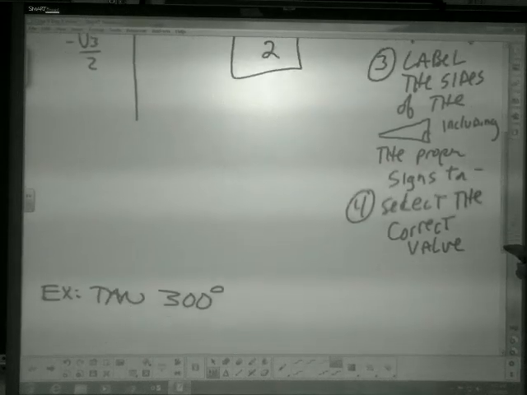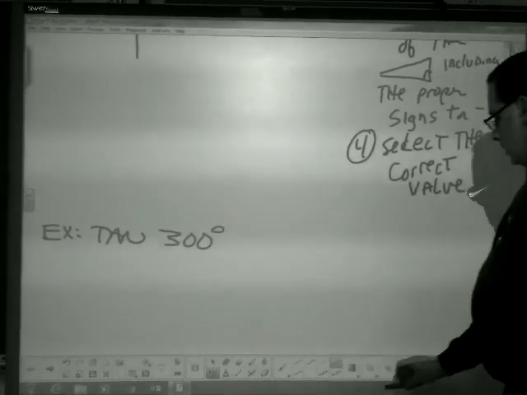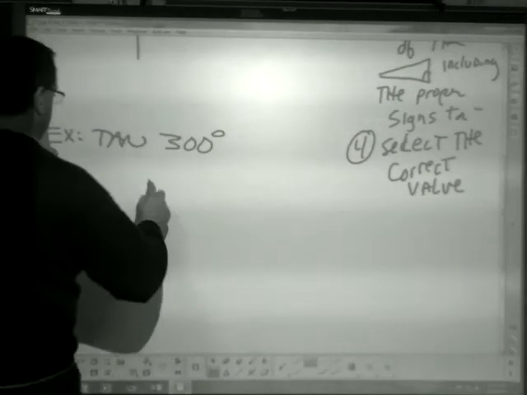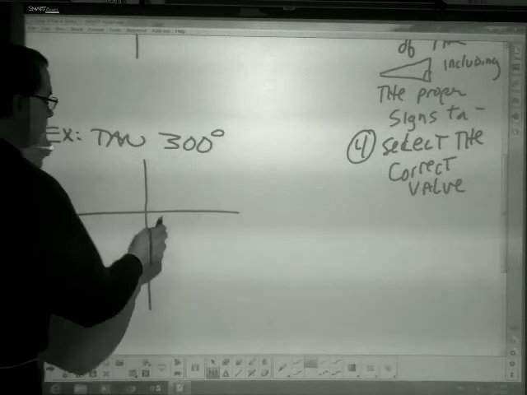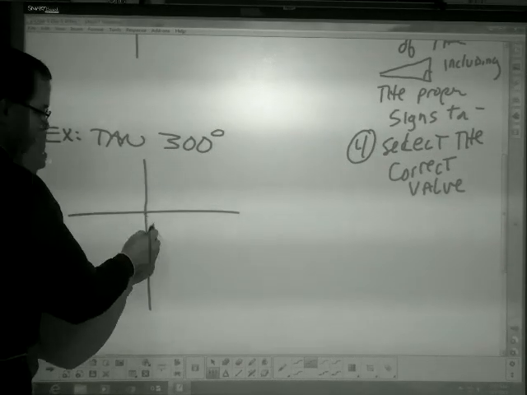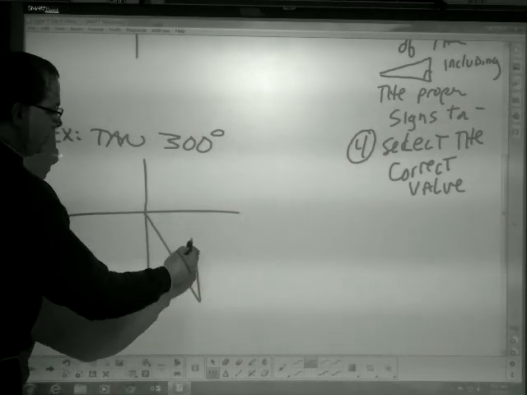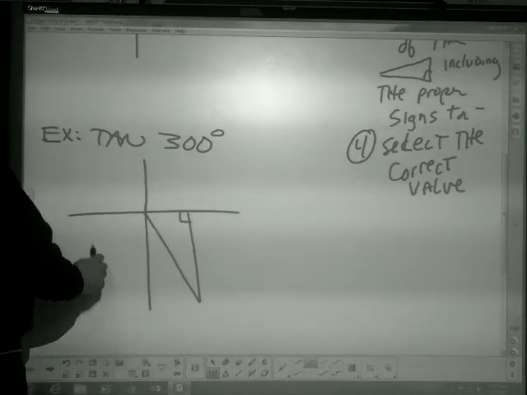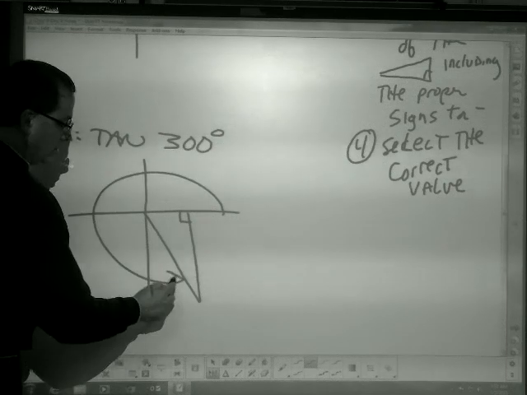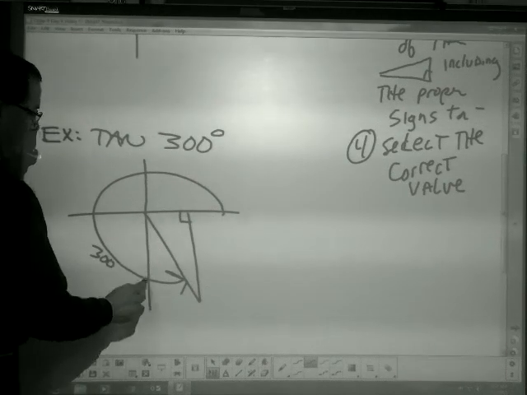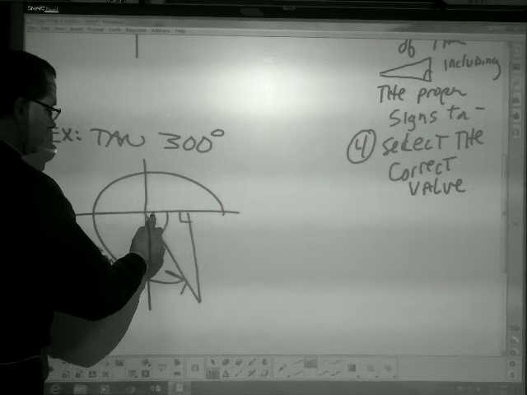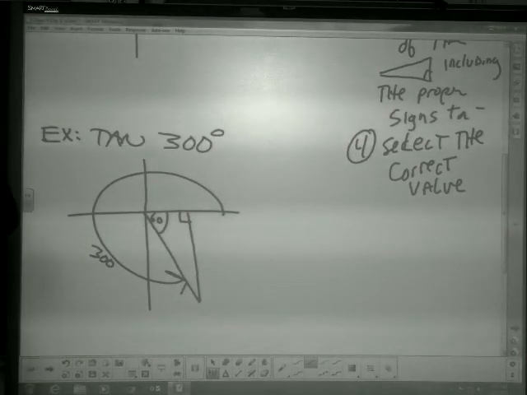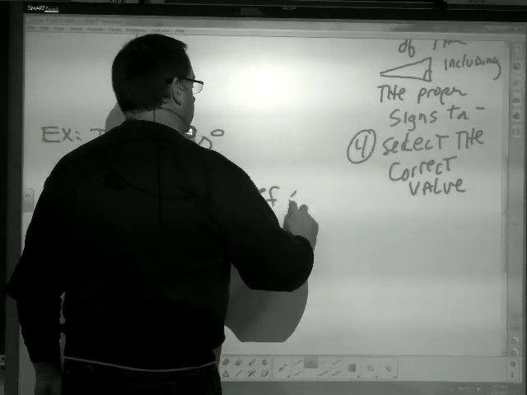Take a look at one more and then we'll move on. So, tangent of 300. Let's draw a 300 degree angle. 300, so I'm over here. Again, always drop it to the x-axis, perpendicular. If this is 300, then my reference angle right here has to be 60. So my reference angle is 60.